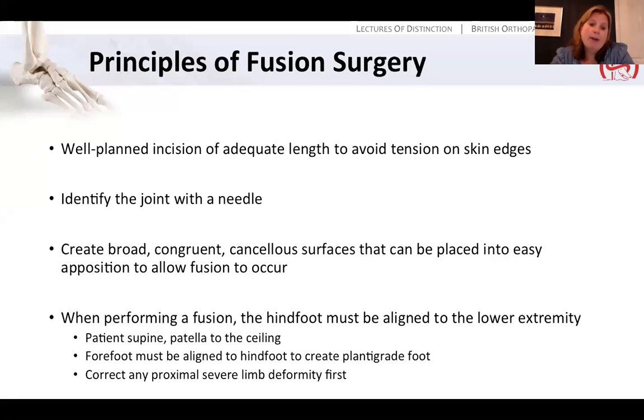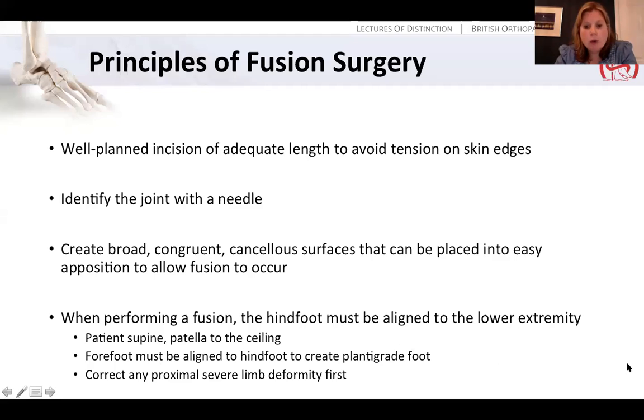You want to create very broad and congruent cancellous surfaces that can be placed into easy opposition. The reason that's important is that if you prepare a joint surface and it's not completely flat, the surfaces won't sit together and they'll come off each other. I'm sure if you've done an MTP joint fusion in a man who's very sclerotic and you haven't got your surfaces completely congruent, the bones can just rock on each other. So you need to have really nicely opposed surfaces so that the fusion sits together nicely.